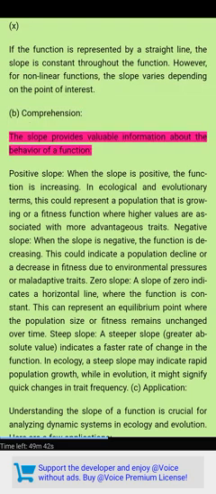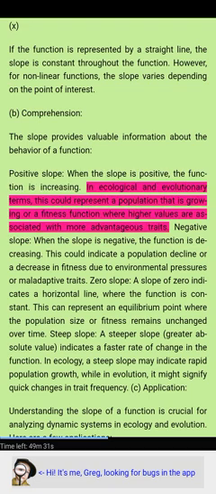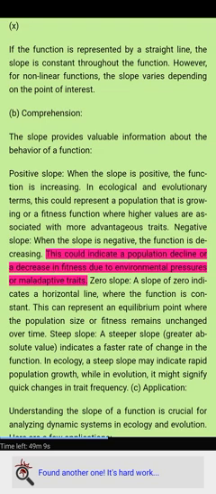B. Comprehension. The slope provides valuable information about the behavior of a function. Positive slope: when the slope is positive, the function is increasing. In ecological and evolutionary terms, this could represent a population that is growing or a fitness function where values are associated with more advantageous traits. Negative slope: when the slope is negative, the function is decreasing. This could indicate a population decline or a decrease in fitness due to environmental pressures or maladaptive traits.